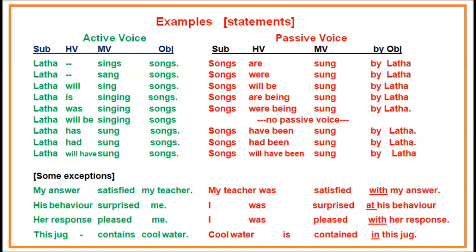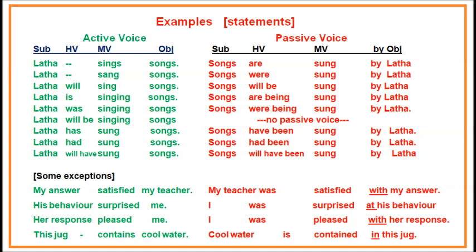So one thing to observe, children, is the main verb in active voice and passive voice. In active voice, we have the main verb in different forms like sings, sang, sing, singing, sung, like that. Coming to passive voice, look at the main verb. In all sentences, it is the same, sung. Past participle form of the verb sing.